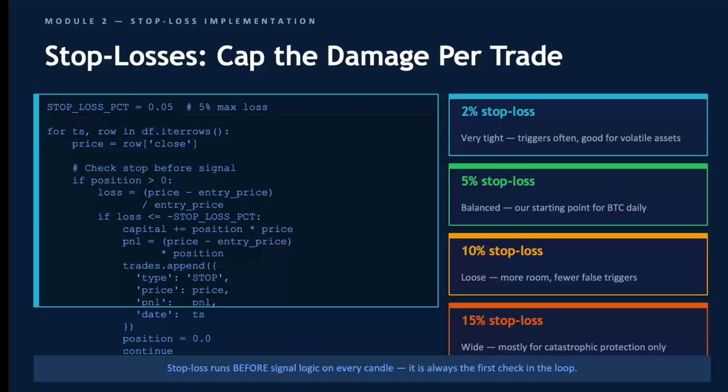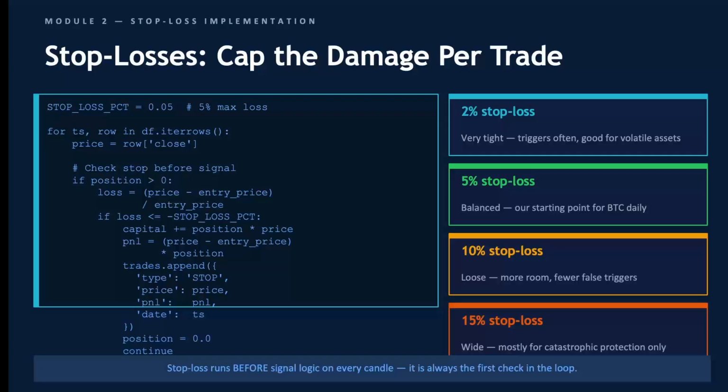Now, when it comes to setting your stop loss, the percentage you choose completely changes how your bot behaves. So let me break down your four main options. At 2%, you are being very tight. Your stop triggers frequently, which protects you from big losses. But the downside is you will rack up a high trade count, and a lot of those exits will be false alarms. At 5%, this is our starting point, and the one I recommend for beginners.